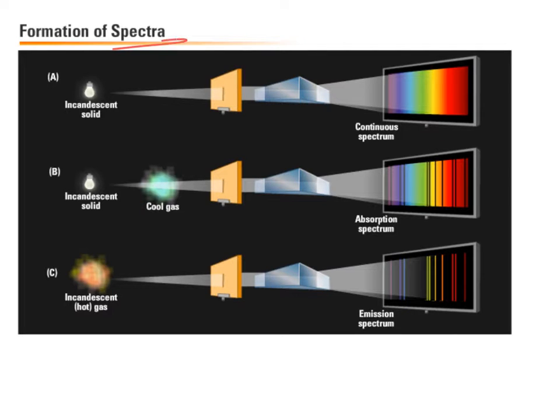Okay, so let's talk about the formation of spectra. For all of these, we're going to take some source of light and shine it through a narrow slit into a prism here, and then we'll see what gets projected outwards.